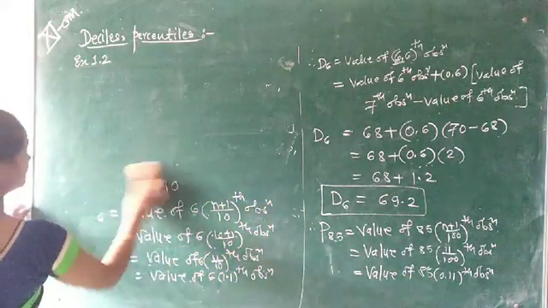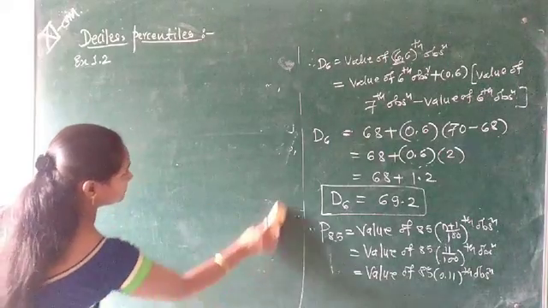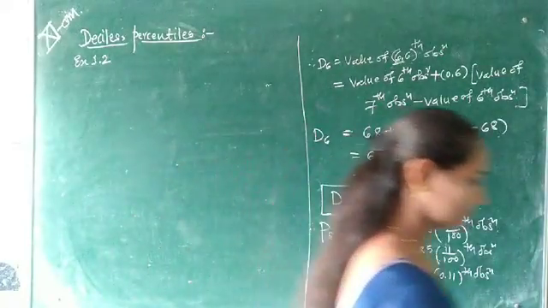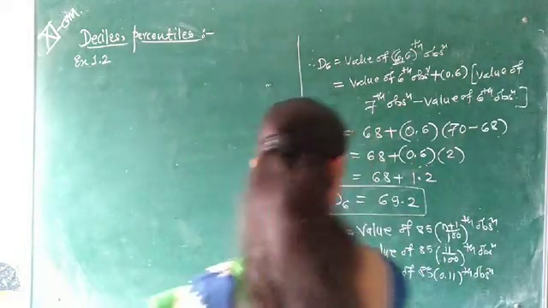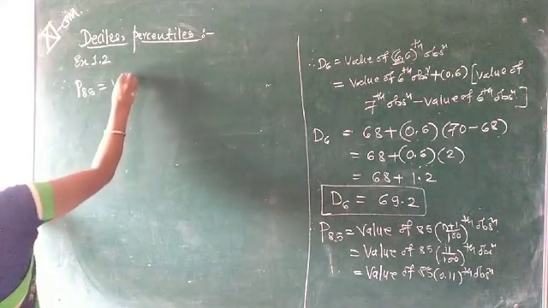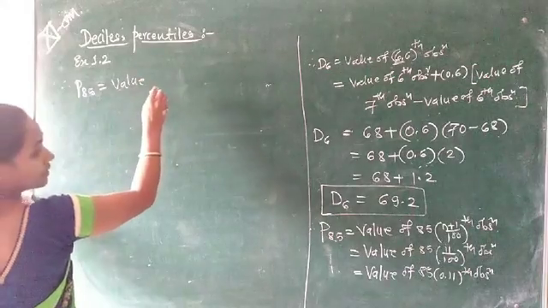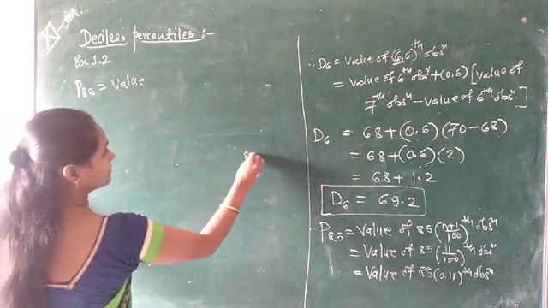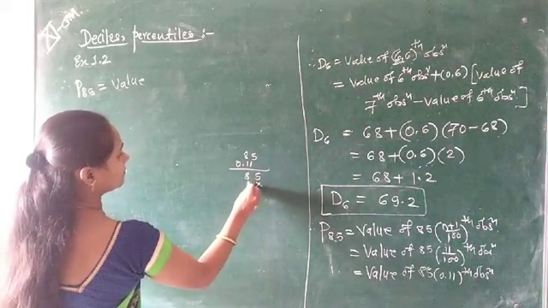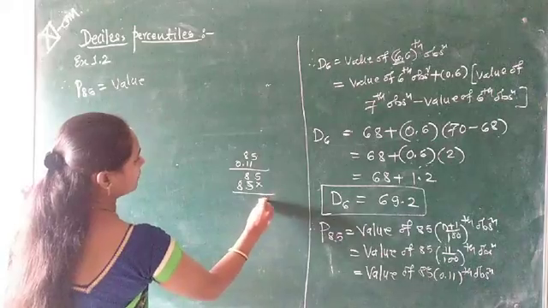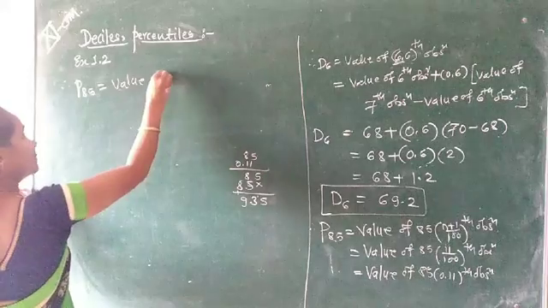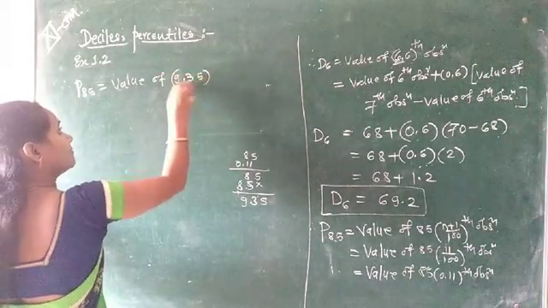Now take the product and write. Therefore, P85 is equal to value of 85 into 0.11. Take the product: 5 times 1 is 5, 8 times 1 is 8, and so on, giving 9.35. So it is the value of the 9.35th observation.